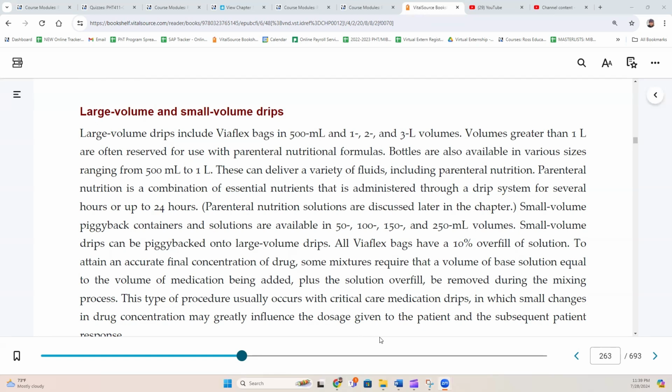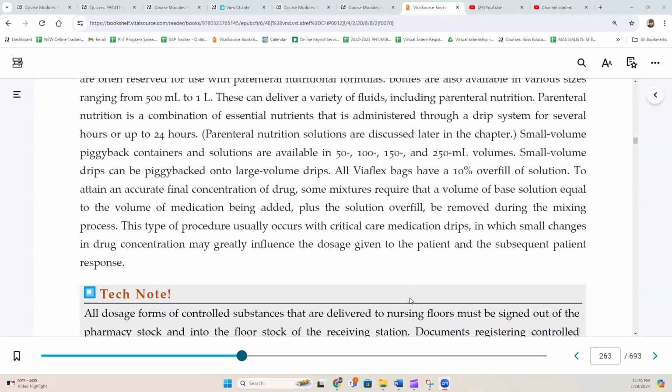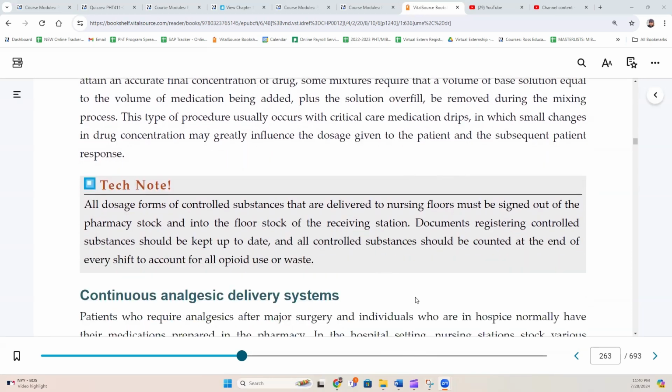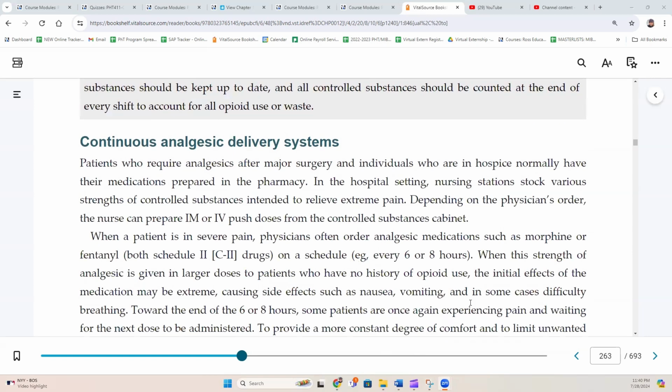To attain an accurate final concentration of a drug, some mixtures require that a volume of base solution equal to the volume of medication being added plus the solution overfill be removed during the mixing process. This type of procedure usually occurs with critical care medication drips, in which small changes in drug concentration may greatly influence the dosage given to the patient and the subsequent patient response.